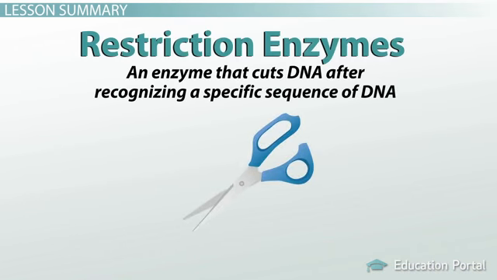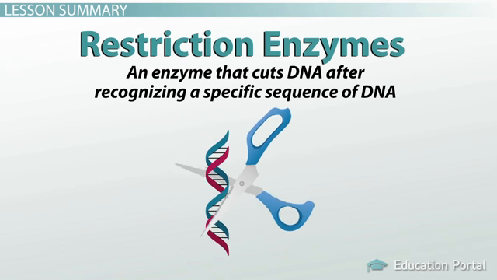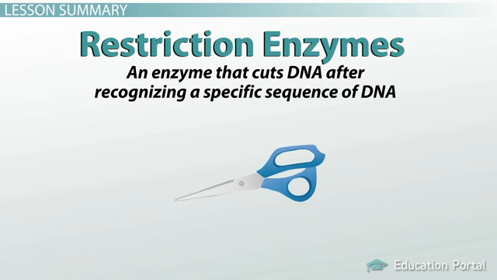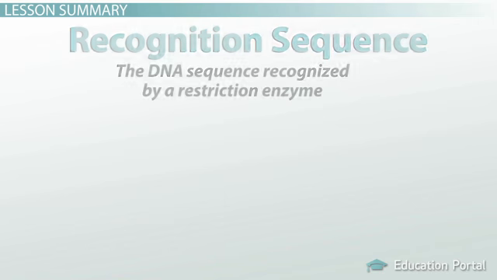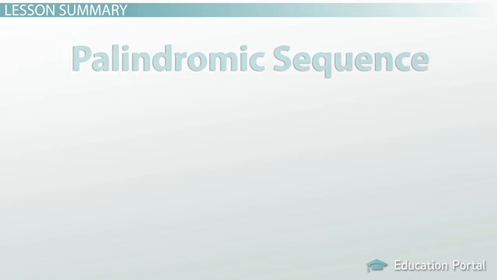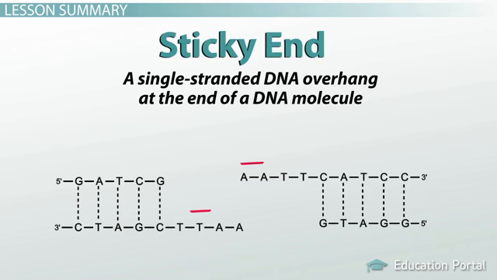In summary, a restriction enzyme is an enzyme that cuts DNA after recognizing a specific sequence of DNA. You can think of a restriction enzyme as molecular scissors, which cleave the covalent bond linking adjacent nucleotides in the backbone of a DNA strand. A recognition sequence is the DNA sequence recognized by a restriction enzyme. The recognition sites of most enzymes used by scientists are palindromic. A palindromic sequence is a nucleotide sequence that is the same when read 5' to 3' in either strand. A sticky end is a single-stranded DNA overhang at the end of a DNA molecule.